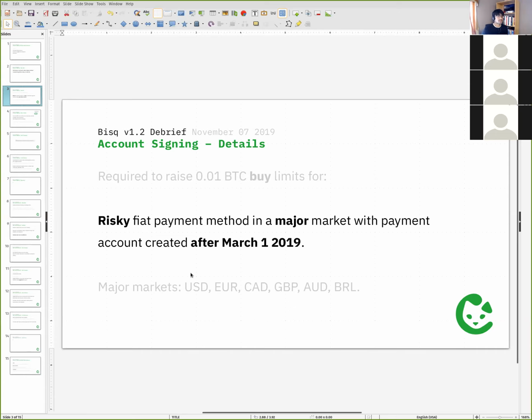But if you're in these markets, if you're using a risky payment method, you have to have your account signed. A full list of the fiat payment methods that are affected are in the documentation. There's a link to that document on the last slide. I'll go through that, but that's the thing to know. Sell orders or sell offers are not affected by this. They follow the original account aging that starts from the time that you created your payment account in Bisq. But buying with a risky payment method in a major market is affected.